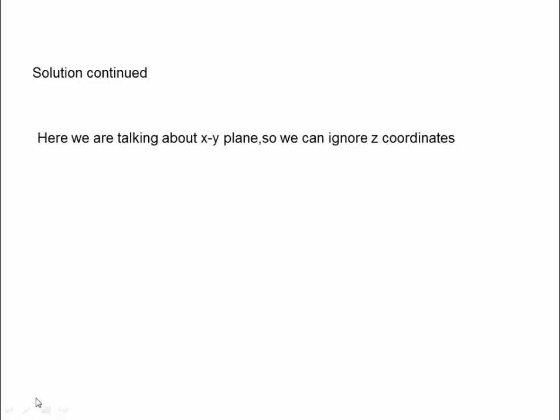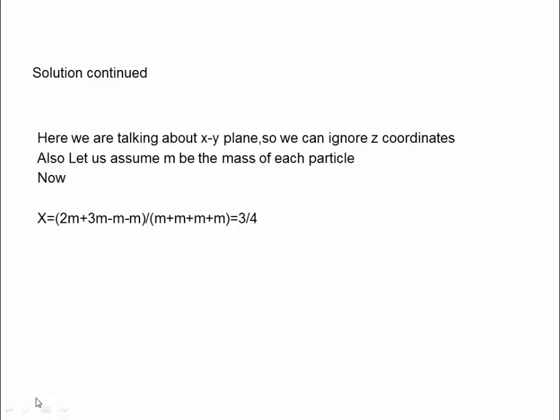So now let us move to the solution. Since here we are just talking about the xy plane, we can remove the z coordinate. Let us assume m is the mass of each particle. Then the x coordinate of center of mass will be equal to 2m plus 3m minus m minus m divided by m plus m plus m plus m, that is equal to 3 by 4. Similarly, the y coordinate of the center of mass can be calculated as 2m plus 3m plus 2m minus m divided by m plus m plus m plus m. Again, that is equal to 6 by 4, equal to 3 by 2. So the center of mass coordinates are (3/4, 3/2).